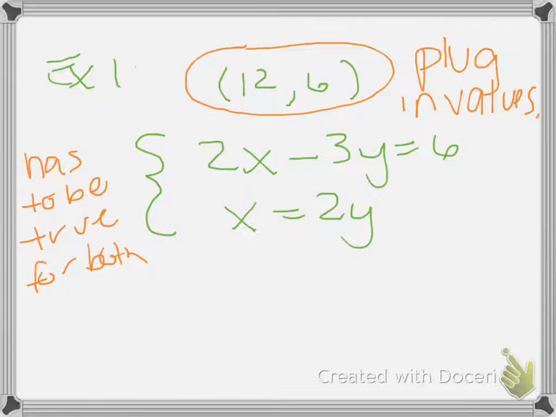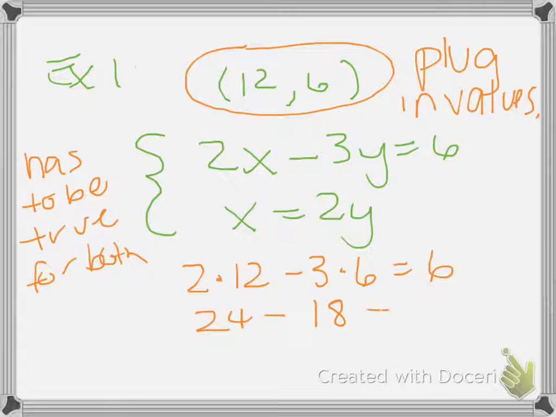So what we're going to do is plug in 12 for x and 6 for y in the first equation and see if that works. So I'm going to say 2 times 12 minus 3 times 6 equals 6. And 2 times 12 is 24, and 3 times 6 is 18. So I have 24 minus 18 equals 6, and 6 equals 6. So it works for that one.